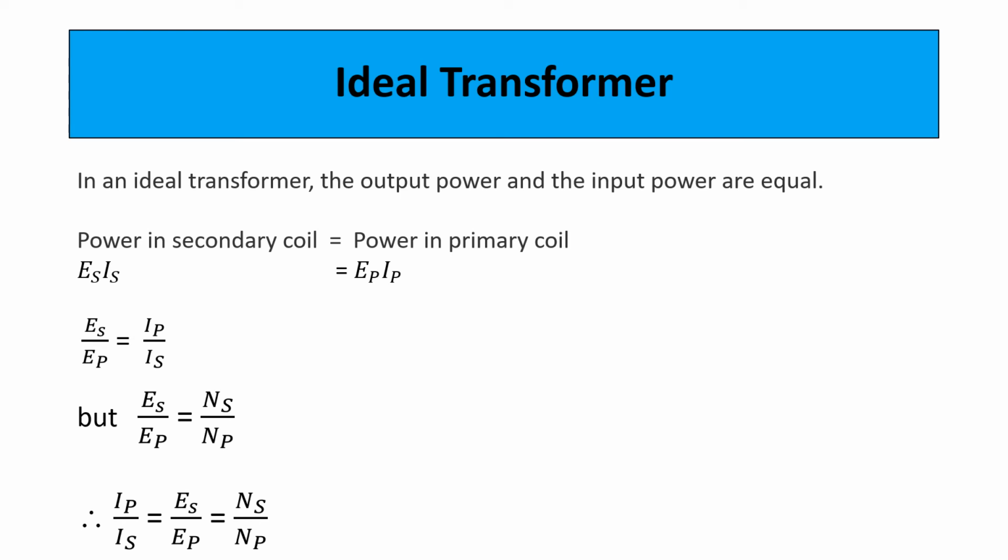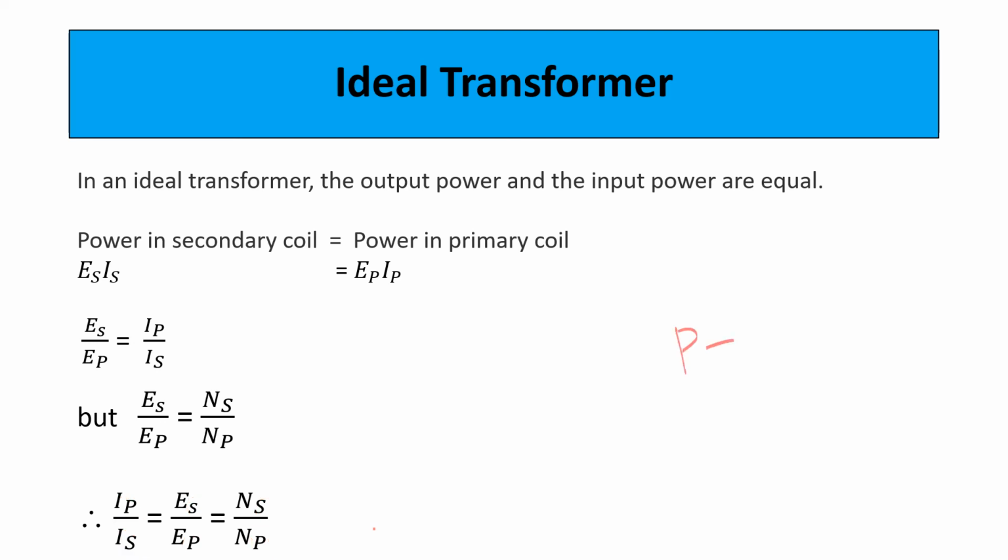But Es by Ep, we learned this as Ns by Np. The turns ratio is equal to the voltage ratio. But here Es by Ep is equal to Ip by Is. Combining all three ratios, voltage ratio, current ratio and the turns ratio, you can write Ip by Is is equal to Es by Ep is equal to Ns by Np. Please note that for turns ratio Ns and voltage it is secondary on top, but for current it is primary on top. When you are considering the current, it is Ip by Is.